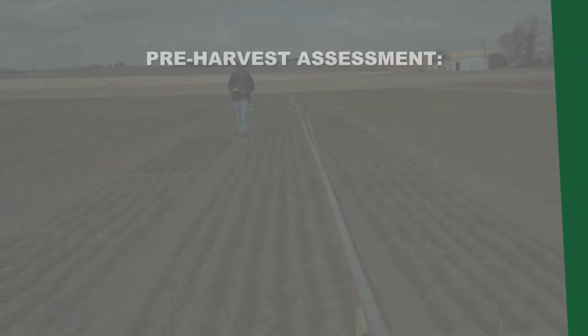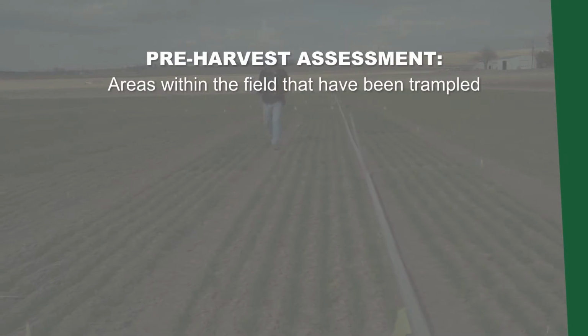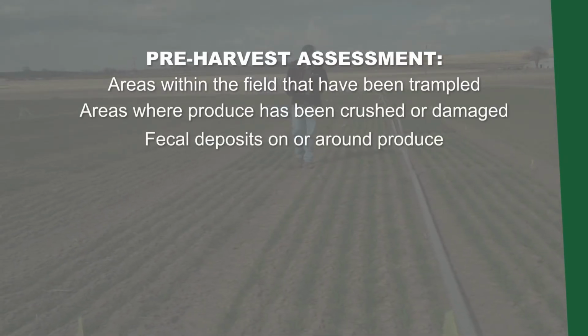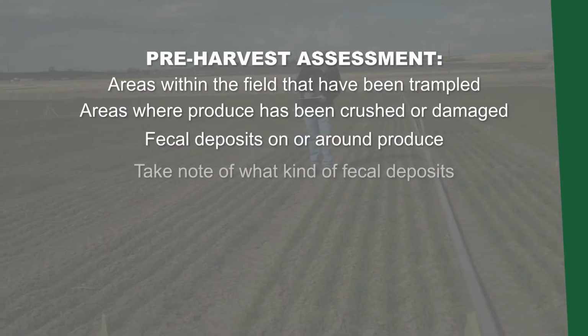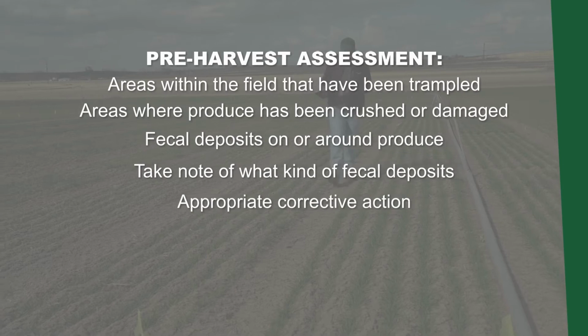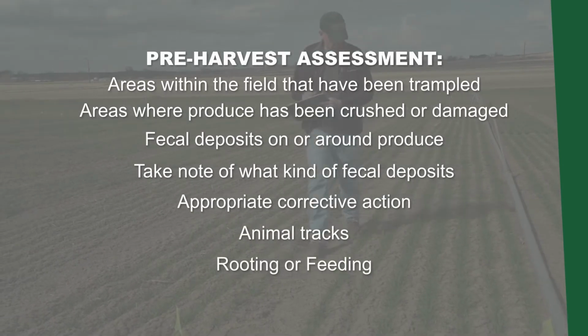While conducting your pre-harvest assessment, look for areas within the field that have been trampled or areas where produce has been crushed or damaged, fecal deposits on or around produce, and it is important to take note of what kind of fecal deposits so appropriate corrective action can be put in place, animal tracks, rooting, or feeding.